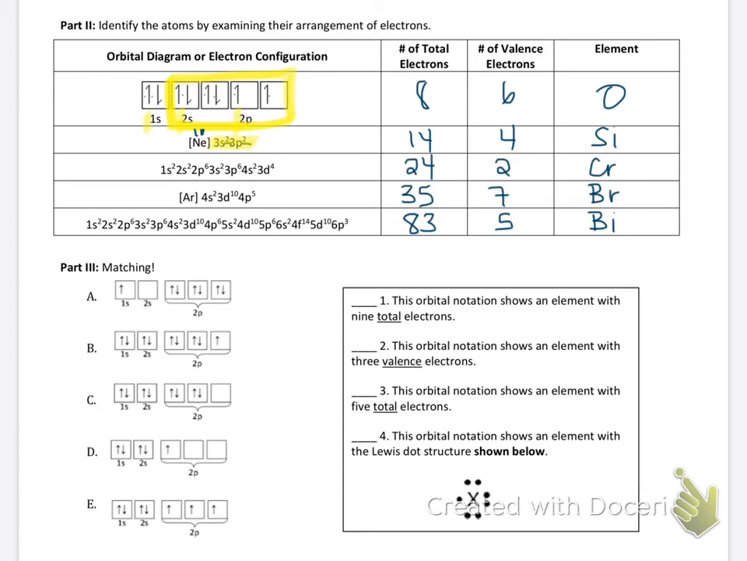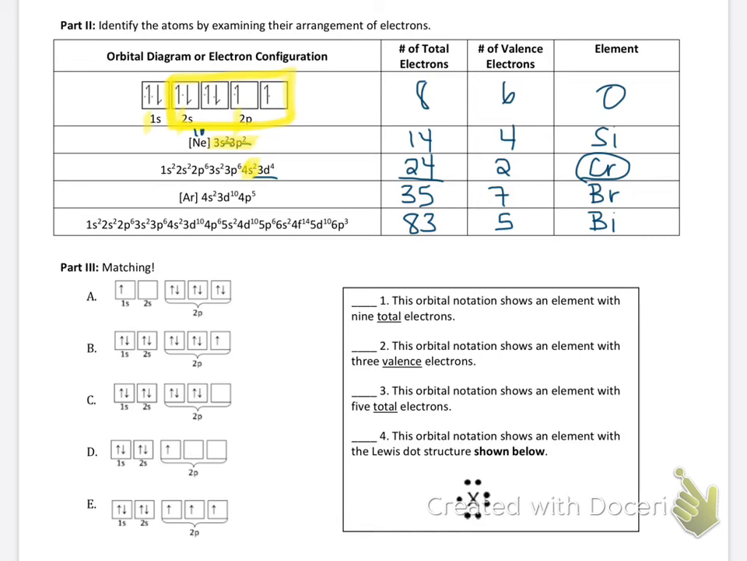Okay, so looking at these, if we go to that last spot, 3d4 on the periodic table, we find that it is chromium. We can also add up all those exponents and find that we have 24 total electrons here. 2 of them are valence. Valence electrons are in the highest energy level, which is the 4th energy level here.